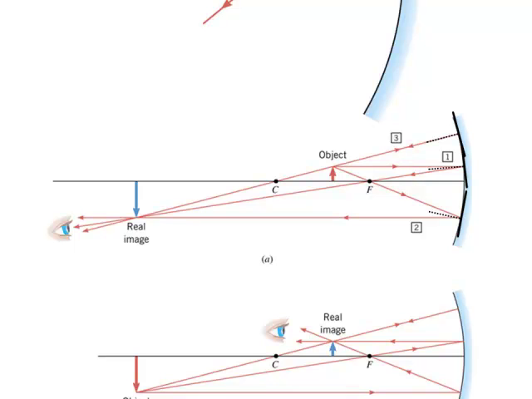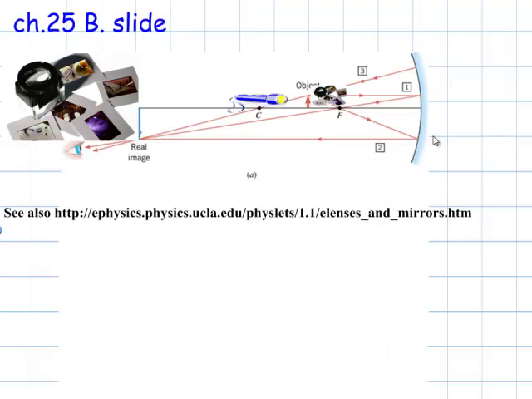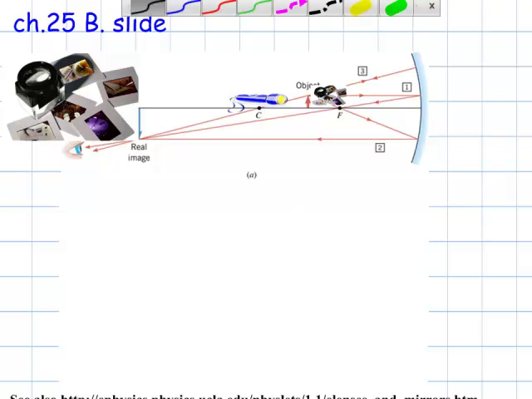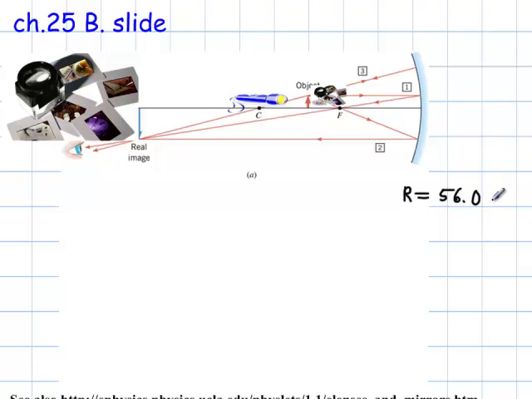Alright, let's get back to the problem. Actually, let's start the problem. Let's see, I'm going to move this out of the way. I probably need the space here, and let's see what they tell us in the problem. Concave mirror, R equals 56 centimeters. That tells me right away that the focal length is 28 centimeters, because it's half the radius. That focal length is a positive number because it's a concave mirror.